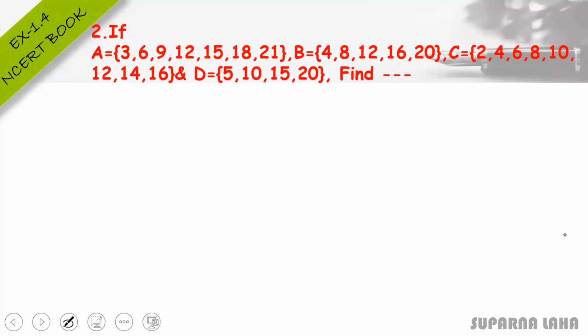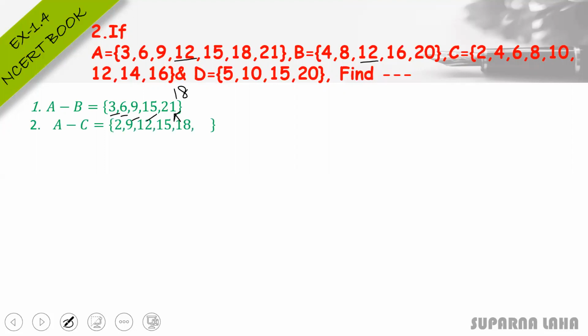So next, take some examples. Four sets are given, A, B, C and D. You need to find A minus B. That means those elements present in A but not in B. Firstly, find the common elements between A and B. Common element is 12, and is any other element common? No. So write down all the elements present in A: 3, 6, 9, 15, 18. Sorry, 18 is missing. Write down 18 and 21. This is A minus B.